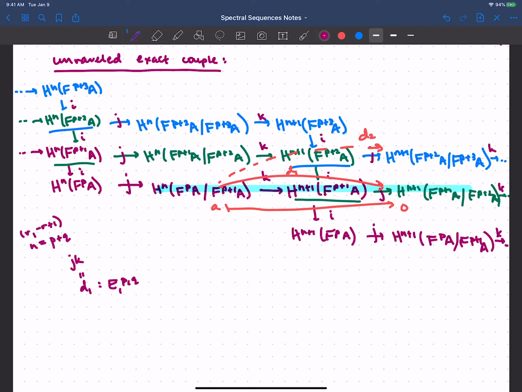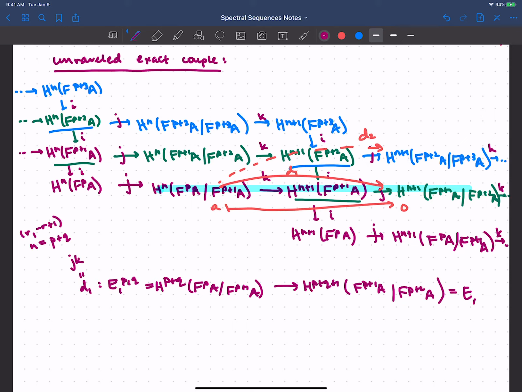So I start at the pq spot on the E1 page. By definition, that's H_{p+q} of F^p A mod F^{p+1} A. And I see, oh yeah, that little a, it mapped over to H_{p+q+1} of F^{p+1} A mod F^{p+2} A. And so now I have to figure out, oops, what that corresponds to on the E1 page.